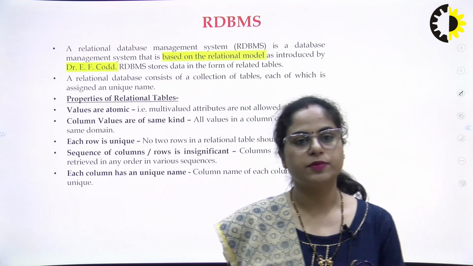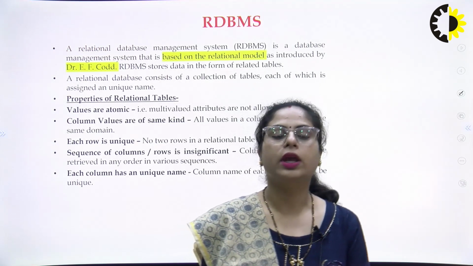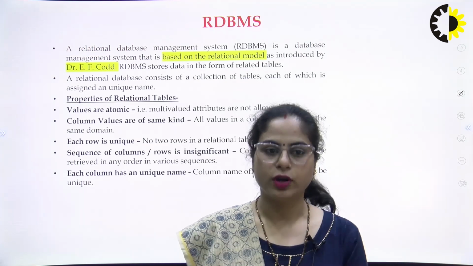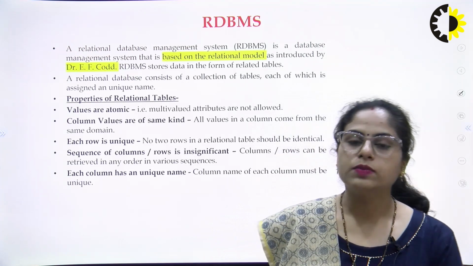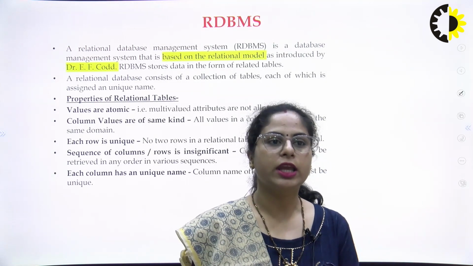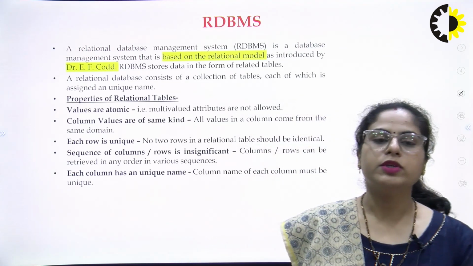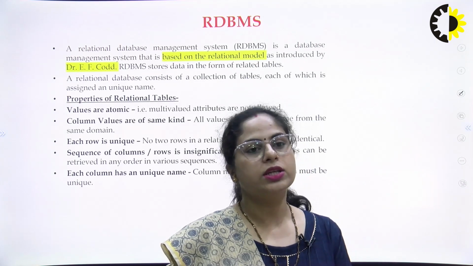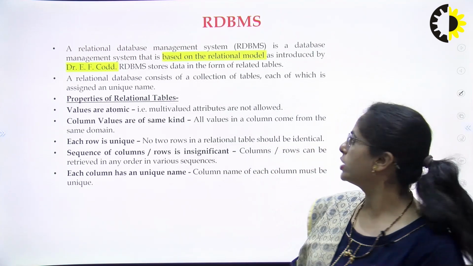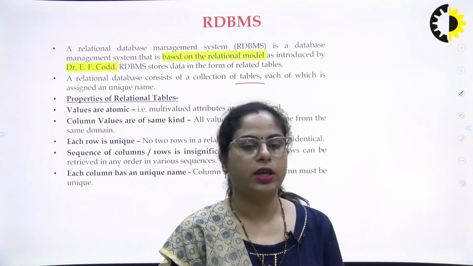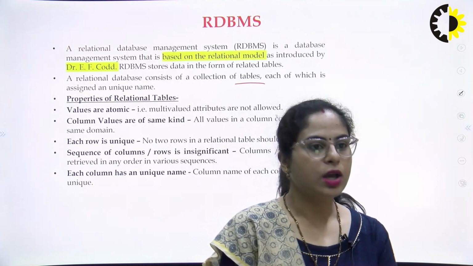There are various types of models we use in the database management system, in which the relational data model is one of them. This relational database model was first introduced by Dr. E.F. Codd. RDBMS stores the data in the form of related tables. A relational database consists of a collection of tables, each of which is assigned a unique name. Each table has a unique name.